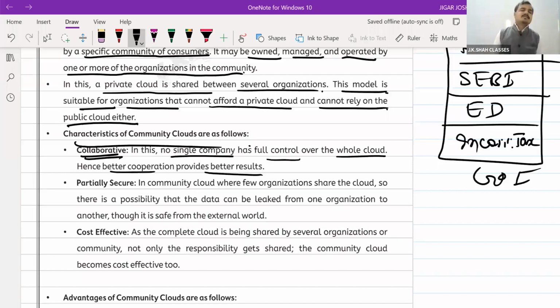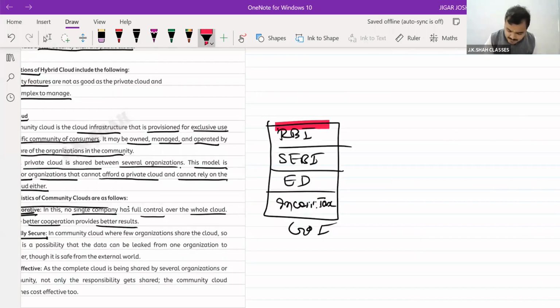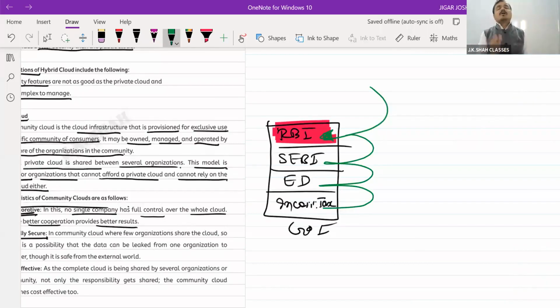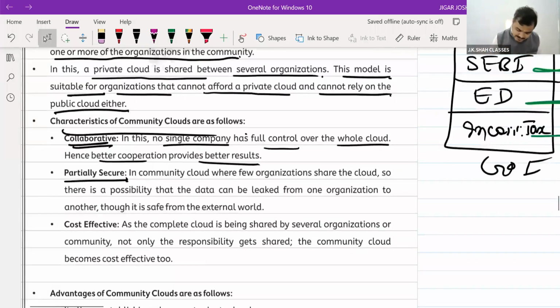Second, partially secured. Everyone is responsible for their own security. How, sir? Suppose people in the RBI fail to maintain the security and a hacker hacks the RBI cloud. At the same time, they can hack the SEBI, ED and income tax also. So everyone is responsible for their own security. Understood? If one gets affected, then others may have to bear the loss.